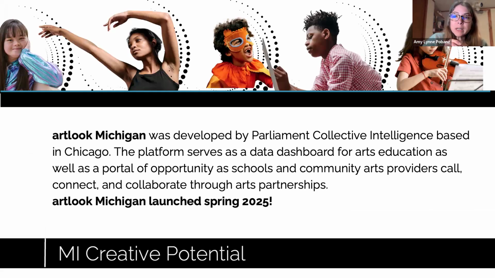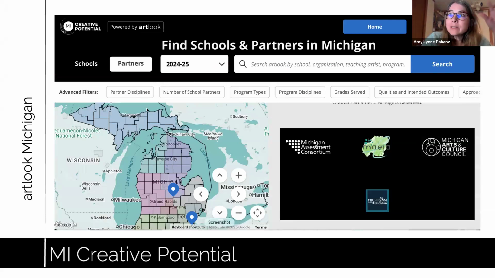So Artlook Michigan, I'm going to give you some messy slides in a second. That is our data collection. It's designed by Parliament, which is a company in Chicago. And this is that data platform that I told you about, where we can start to look at all sorts of different things. One of the pieces, if you're a school district, I'll show you in just a second. So this is what it looks like. You can go to Artlook Michigan right off the main page that I shared with you, mycreativepotential.org.